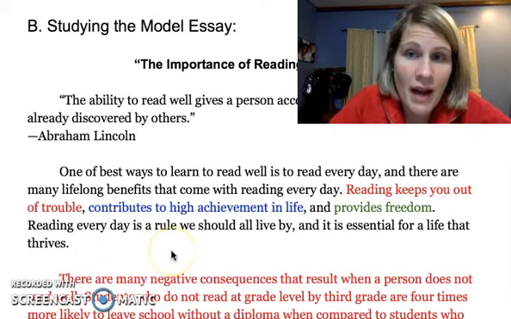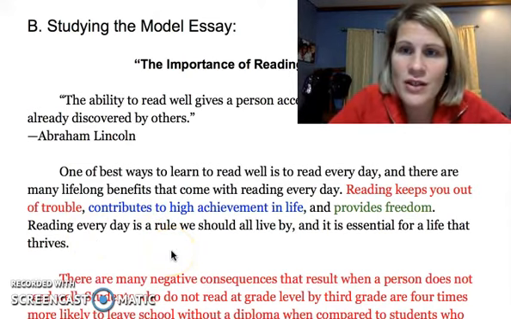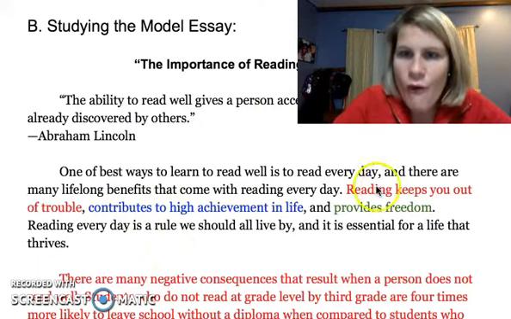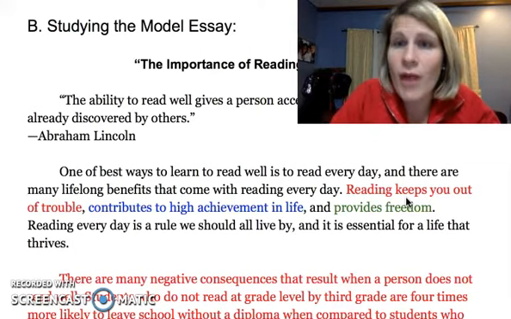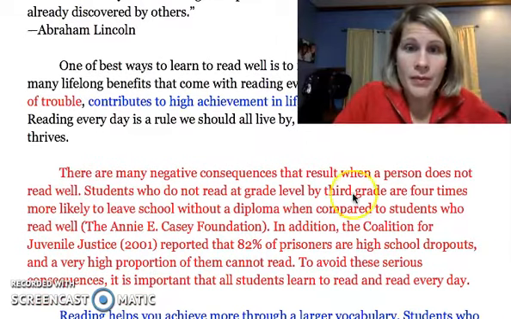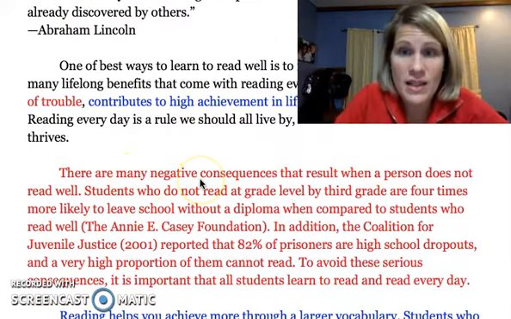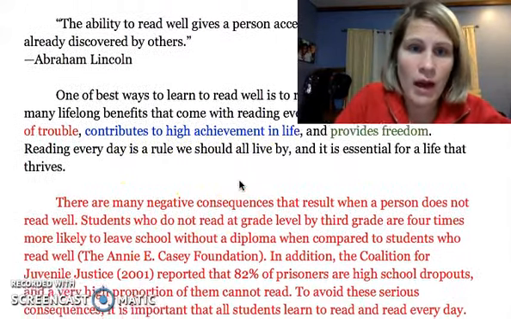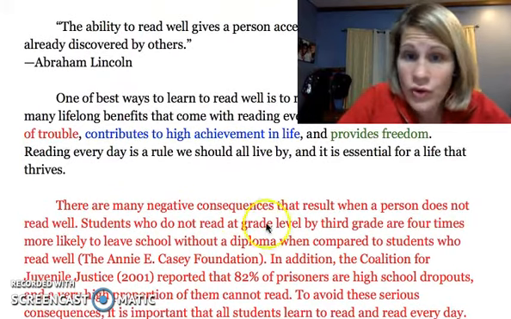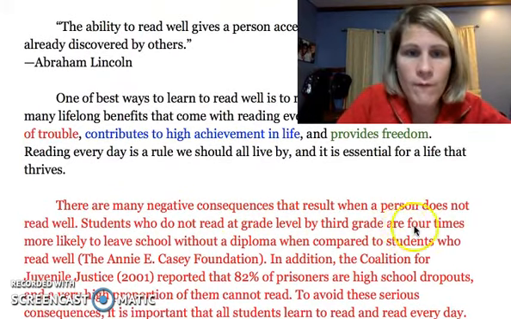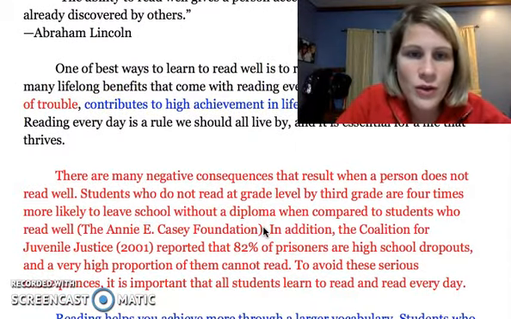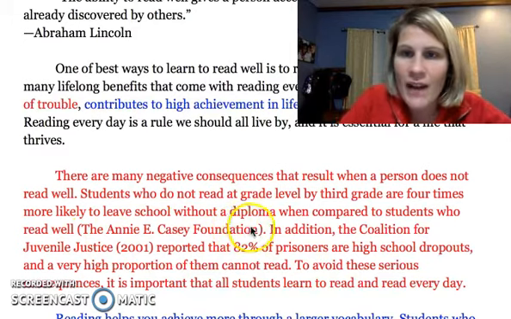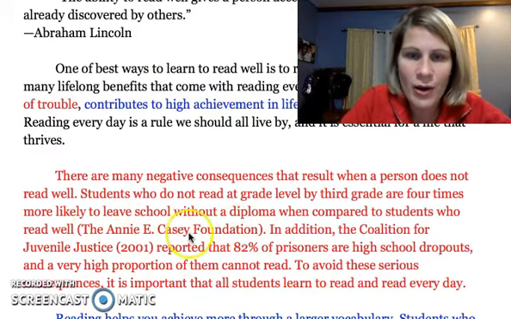Now we get to our first body paragraph, and this is going to answer the question how for our first subtopic, okay, of reading keeps you out of trouble. So I said reading keeps you out of trouble. How? Well, there are many negative consequences that result when a person does not read well. How? Students who do not read at grade level by third grade are 4 times more likely to leave school without a diploma when compared to students who read well. And then they say where they got this information right here in parentheses.